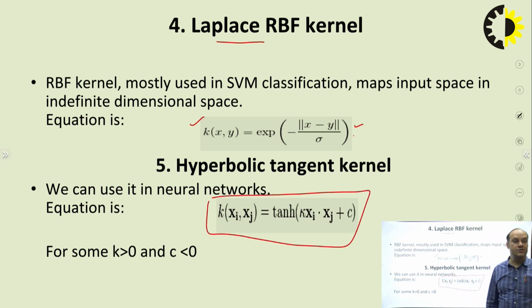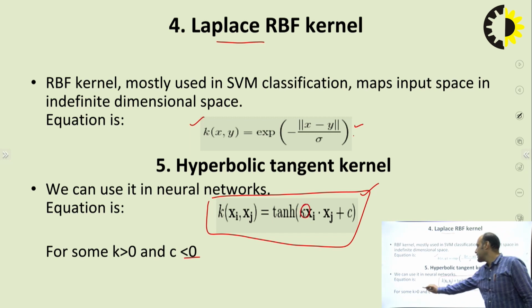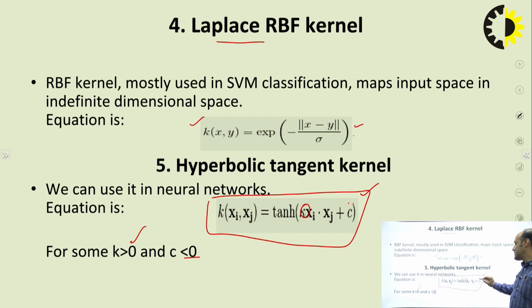Okay, this is used in neural network: tanh of k times xi dot xj plus c, where k is greater than or equal to 0 and c is a constant that must be less than 0. This is the hyperbolic tangent kernel. This hyperbolic tangent kernel is used in neural network most of the times.